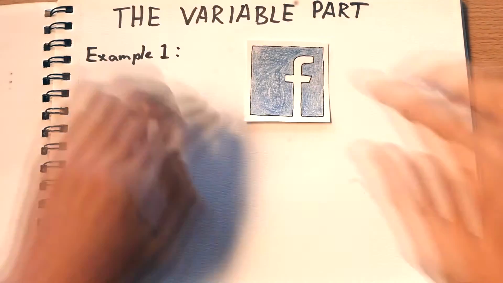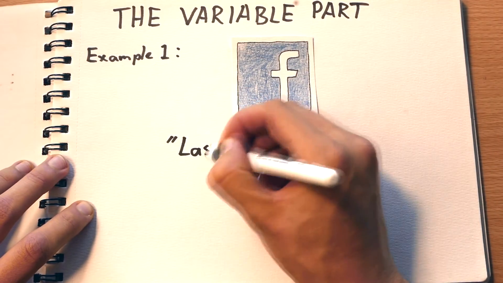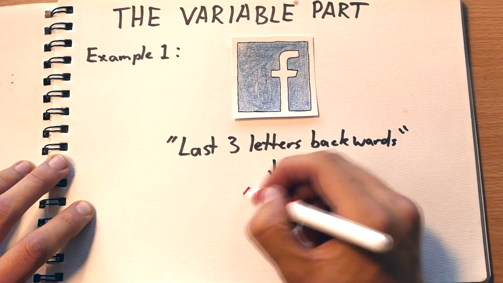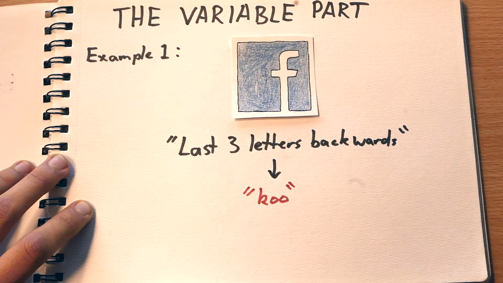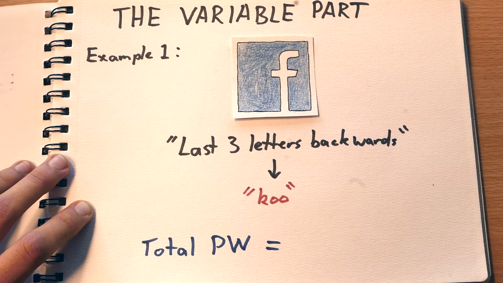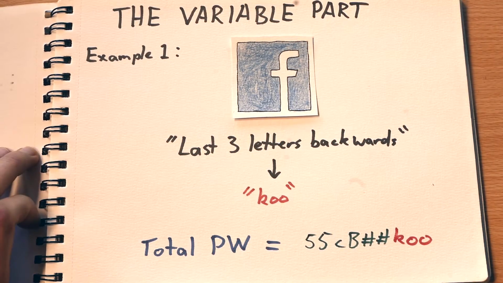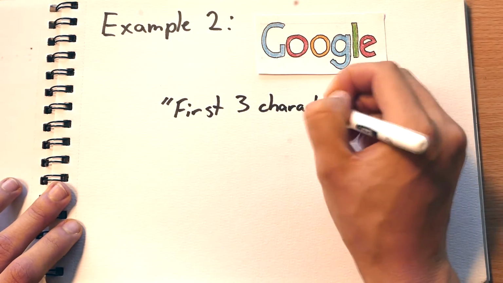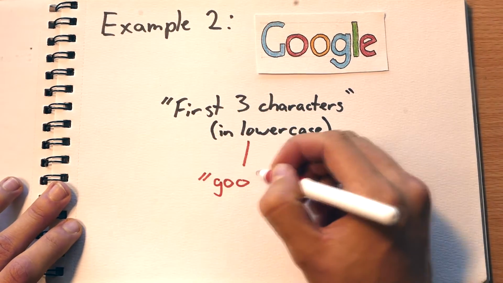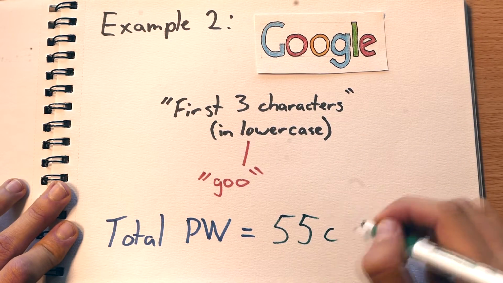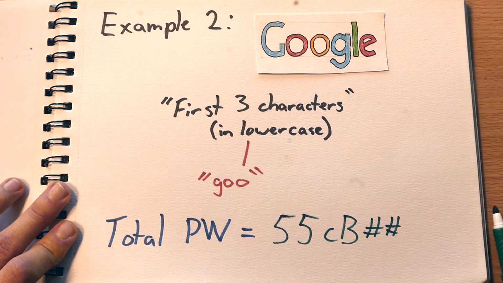So the variable part of the password works like this. You create a formula that can repeat across every service. Let's look at Facebook. For Facebook, we'll use the formula last 3 characters backwards in lowercase, which is KOO. So if you took this formula as your variable formula, your total password for Facebook would be 55CB hash hash KOO. Alright, let's have a look at a different formula with Google. How about with this formula, we just take the first 3 characters of the name in lowercase. So that's GOO. So your total password would be 55CB hash hash GOO.